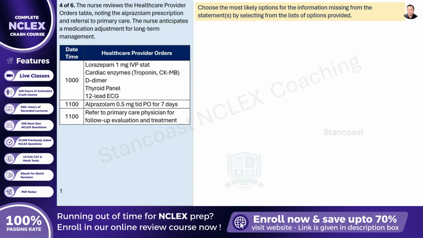Now, let's continue with the topic. It says, the nurse reviews the healthcare provider orders table, noting the alprazolam prescription and referral to primary care. The nurse anticipates a medication adjustment for long-term management. So I want you to scan the healthcare provider orders shown in the table. Your task is to choose the most likely options for the information missing from the statements by selecting from the list of options provided.